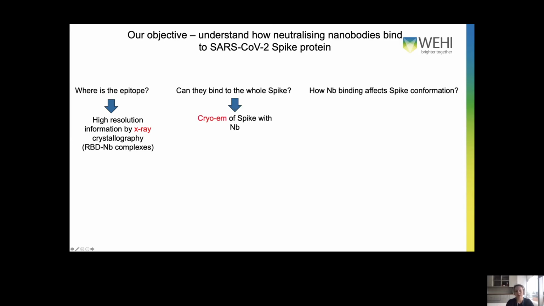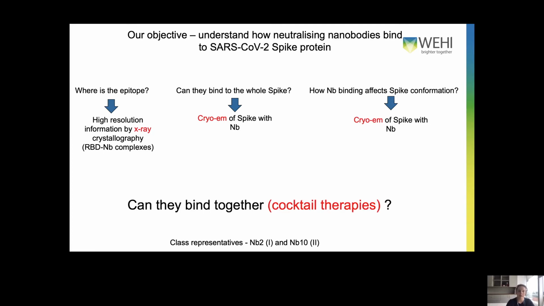And then we were going to use cryo-EM to get the structure of nanobodies bound to the whole spike protein, to understand what the spike conformation is and whether the nanobodies can bind to the whole spike. And most of all, we were interested in getting a structure of both nanobodies bound to spike together, to get information on the potential for cocktail therapies where both nanobodies would be used together.